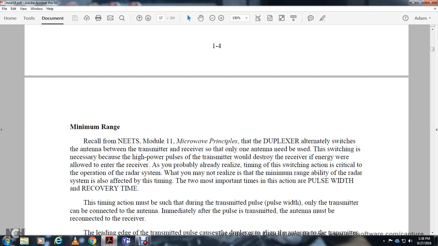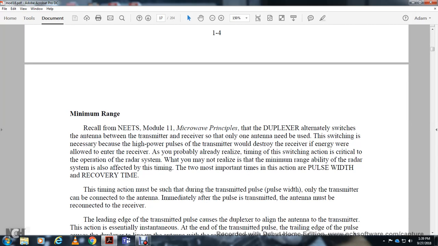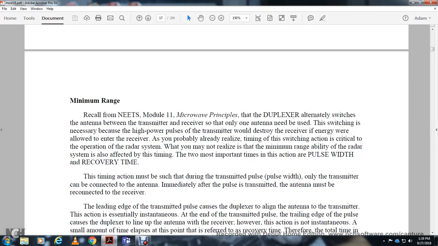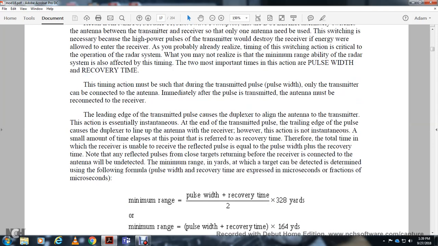The two most important times are the pulse width and the recovery time. The timing must be such that during the transmitted pulse only the transmitter is connected to the antenna. Immediately after the pulse is transmitted, the antenna must be reconnected to the receiver. The leading edge of the transmitted pulse causes the duplexer to align with the antenna and the transmitter. This action is essentially instantaneous. The end of the transmitted pulse, the trailing edge, causes the duplexer to align with the antenna and the receiver.